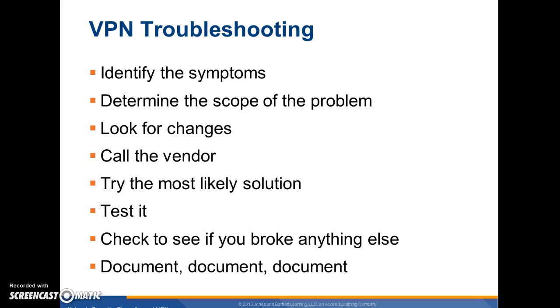Look for changes. Before you assume something is broken, see if anything has changed. If with a single user, did he or she install a new application like Skype or Tor that could be interfering with the VPN? And if they installed Tor, you really need to be looking to that very carefully, since email placed in a Tor environment is basically not accessible to you. Try the most likely solution. Test it. Check to see if you broke anything else. And then, of course, document, document, document.